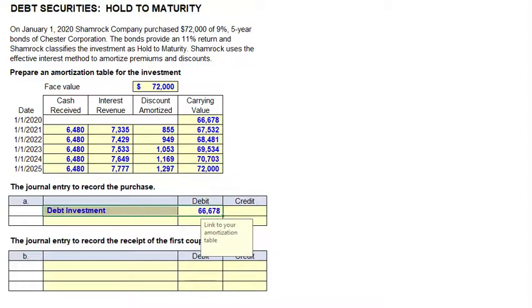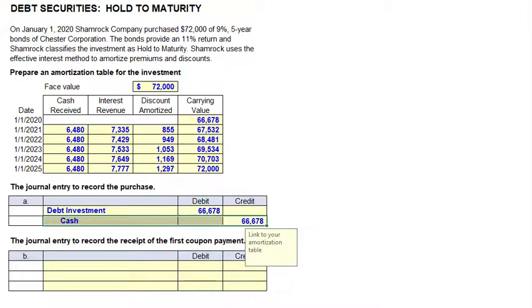And again, we have recorded debt investment. We don't have a premium or discount account that we use for debt investments, unlike for bonds payable or notes payable. On the liability side of the balance sheet, we use or show premiums and discounts. On the asset side, we don't. And typically that's mostly related to the fact that these often end up being carried at fair market value. So debt investment, $66,678, and of course we credited cash for the same thing.